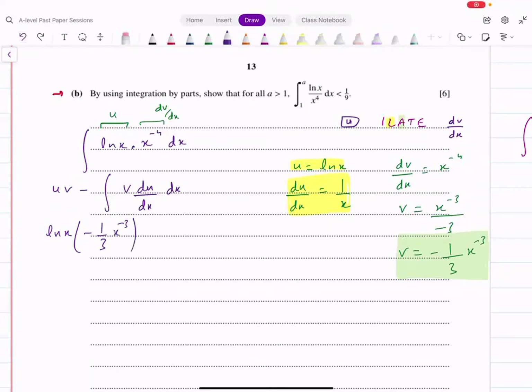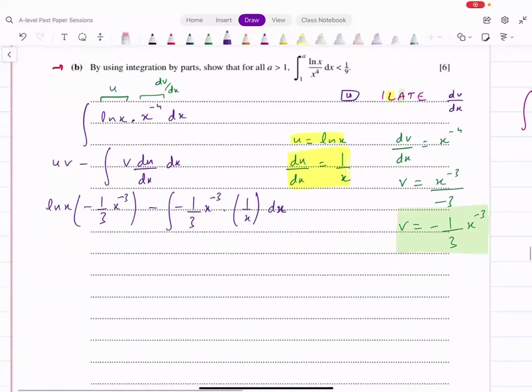We subtract from this integral of v. Again, what's v? v is minus 1 over 3 x raised to power minus 3 into du over dx. That is 1 over x with respect to x. Okay, what does that give us now? 1 over 3, इसको हम इस तरह लिख लेते हैं. 3x cube नीचे आ गया into ln x.